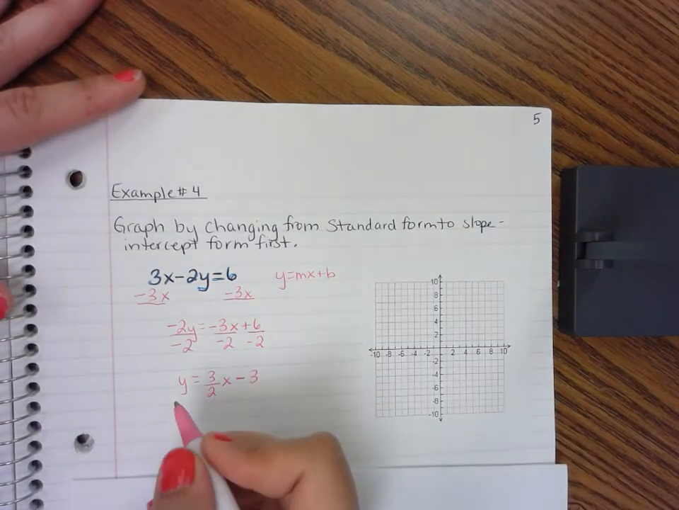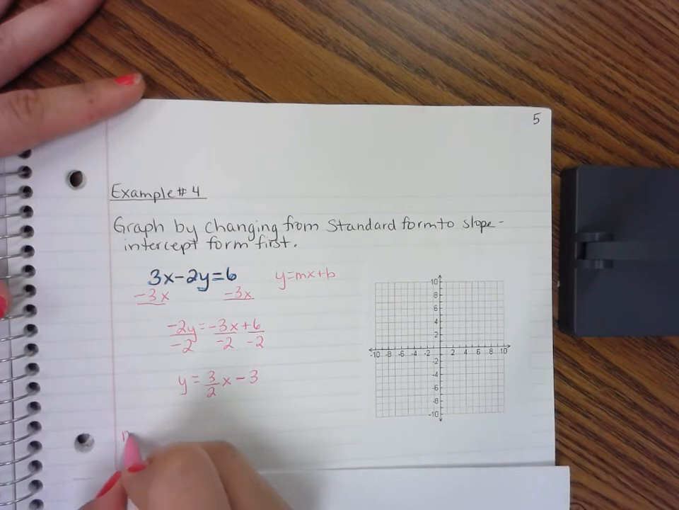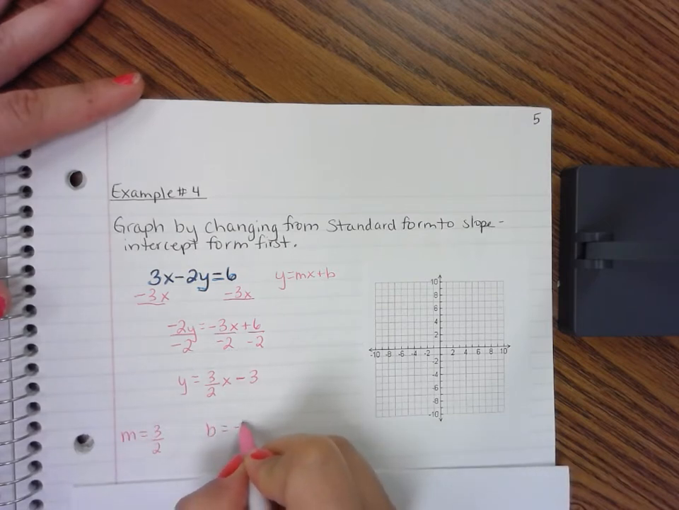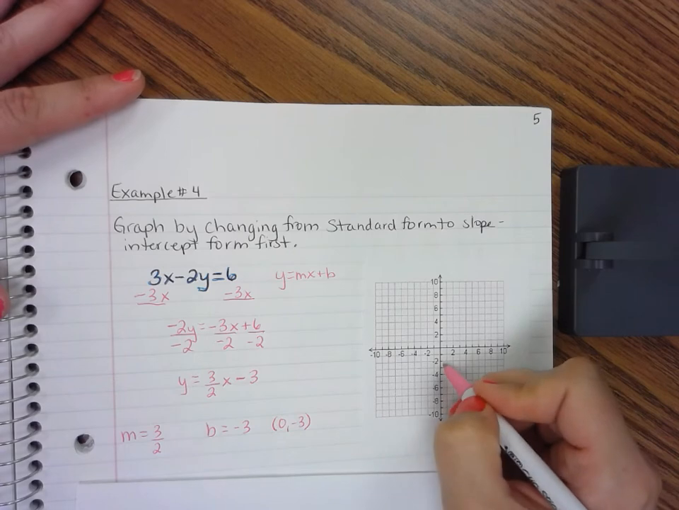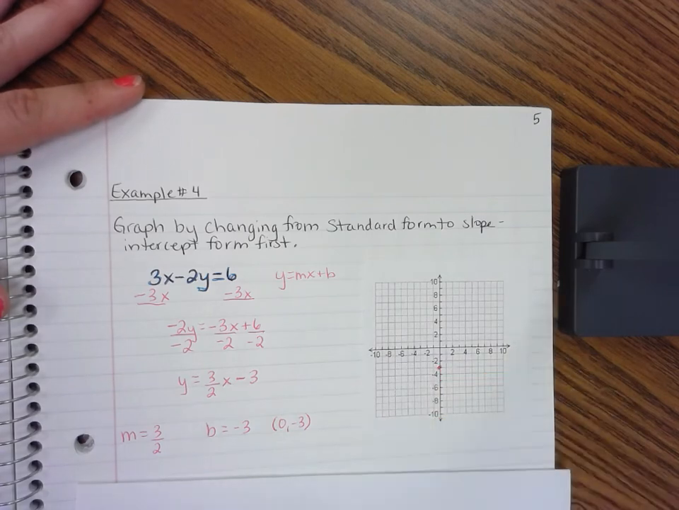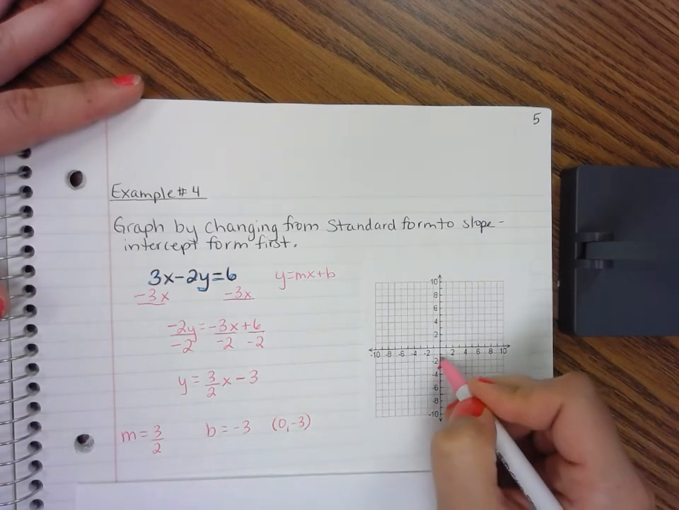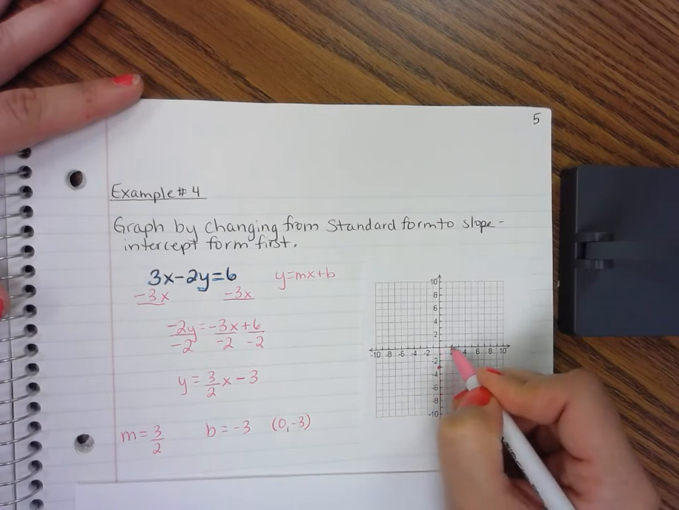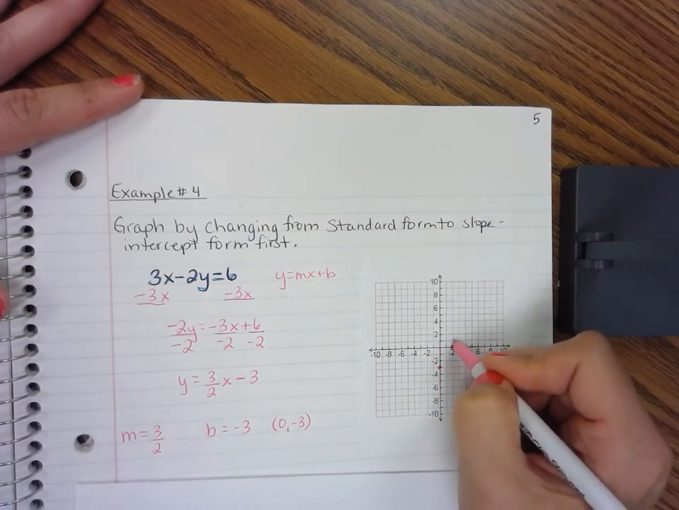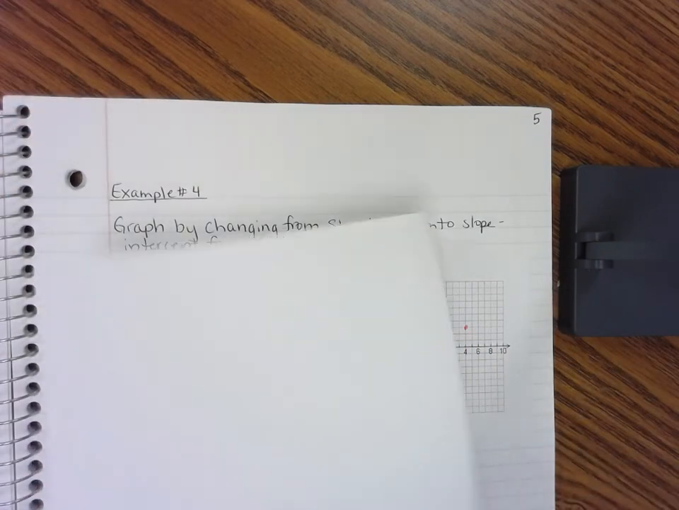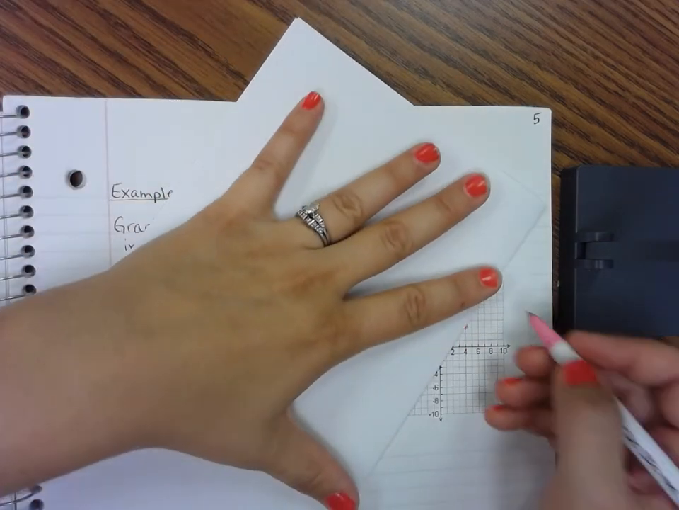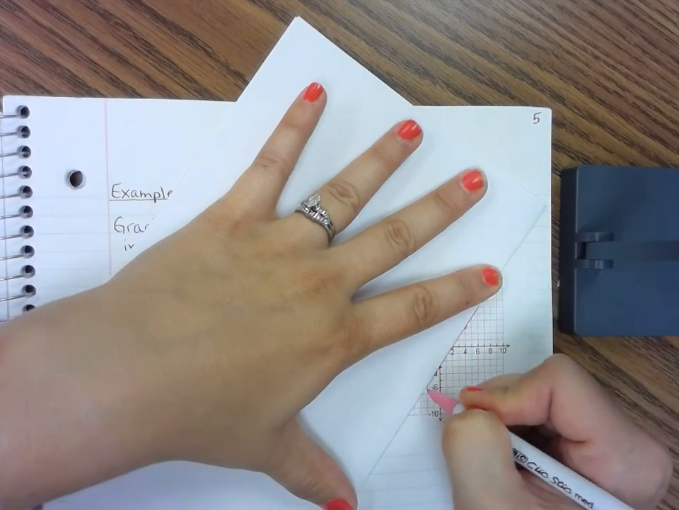And so now, just like before, our m is 3/2, and our b is -3, which we are going to write down as (0, -3) as our point. So we start at (0, -3). We go up 3 to the right 2. From here, we go up 3 to the right 2. And we now have our line for our equation.